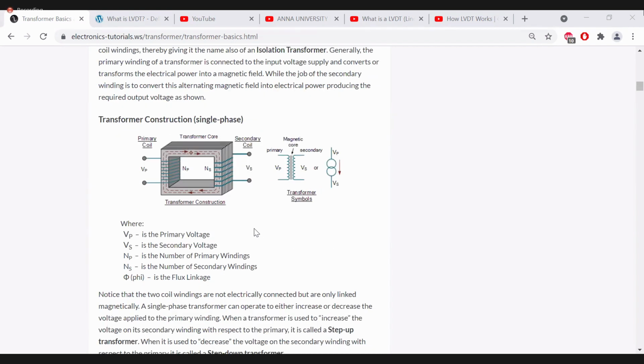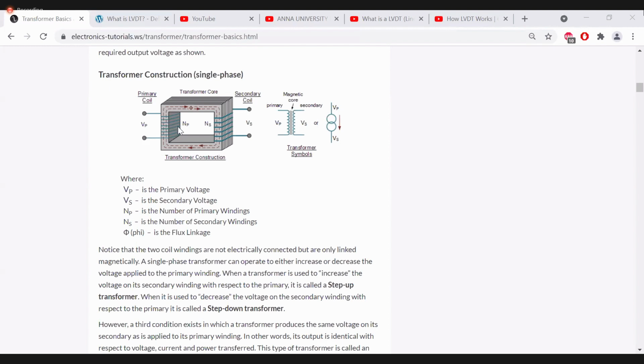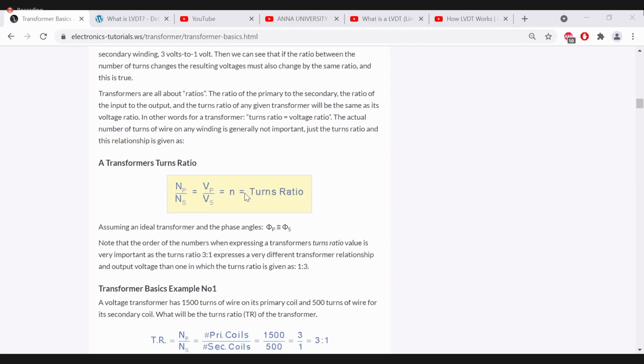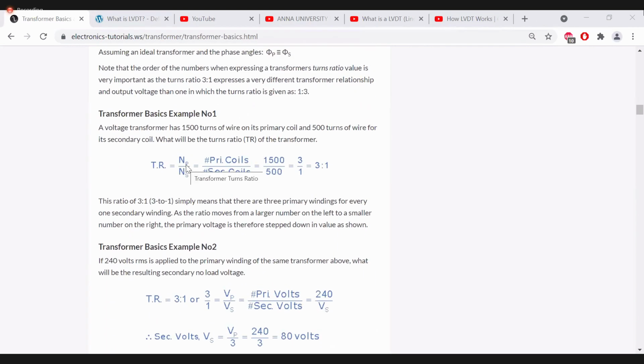But in most cases we will not have this type of equal number of windings. The secondary coil should have more turns than the primary or fewer turns than the primary. If you observe a problem here, you can understand the relation between turns. A voltage transformer has 1500 turns of wire on its primary coil and 500 turns of wire for its secondary coil. What will be the turns ratio of the transformer? Here you can see Np by Ns and the answer is 3:1.